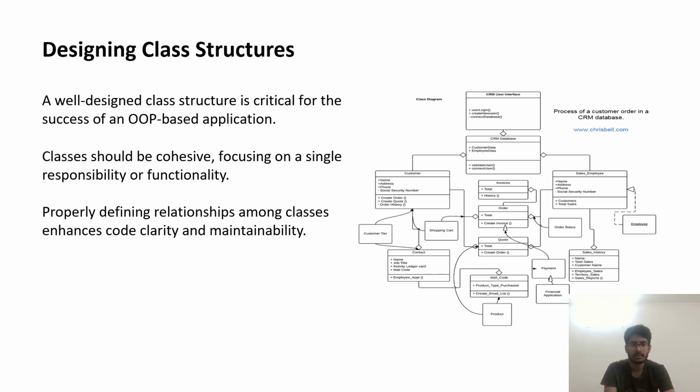Designing class structures. A well-designed class structure is critical for the success of an OOP-based application. Classes should be cohesive, focusing on a single responsibility or functionality. Properly defining relationships among classes enhances code clarity and maintainability.